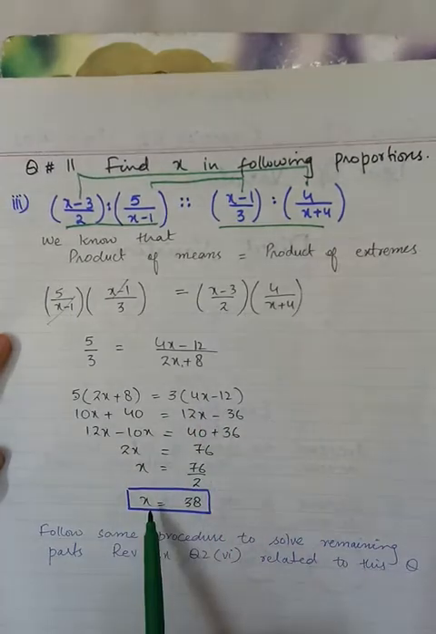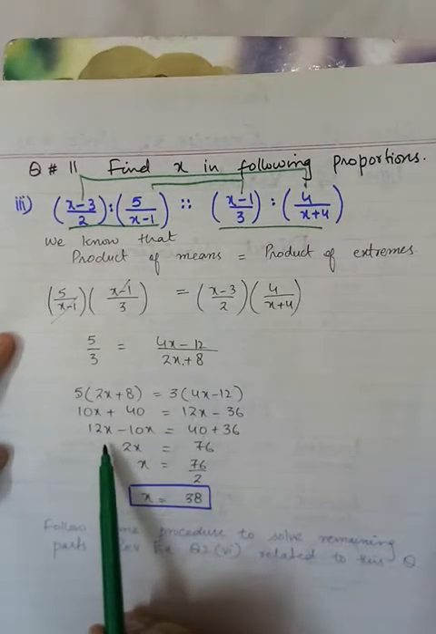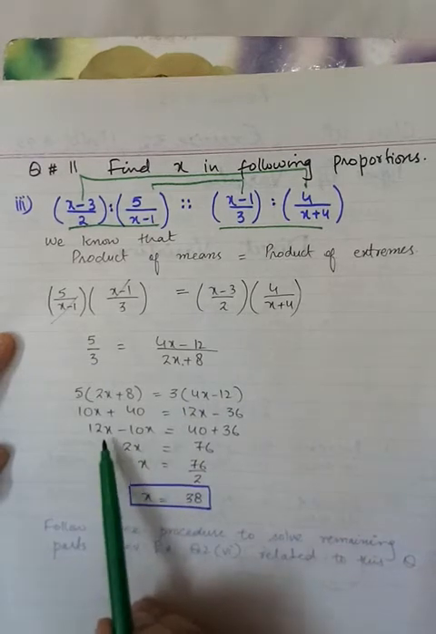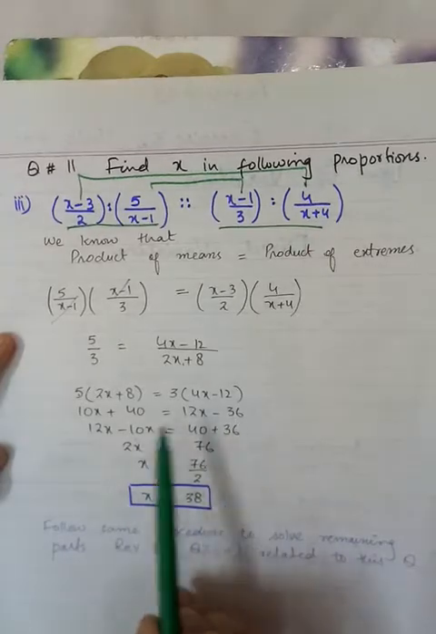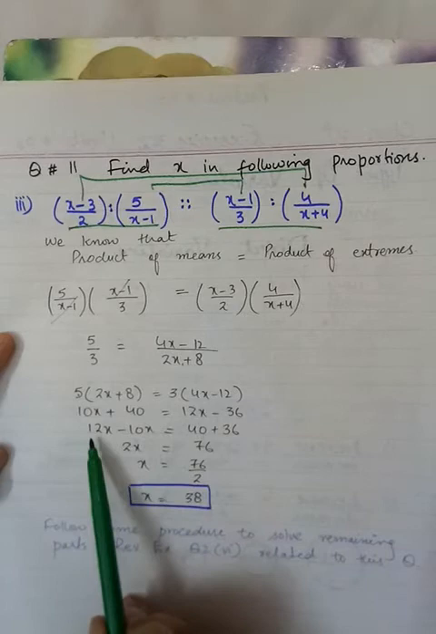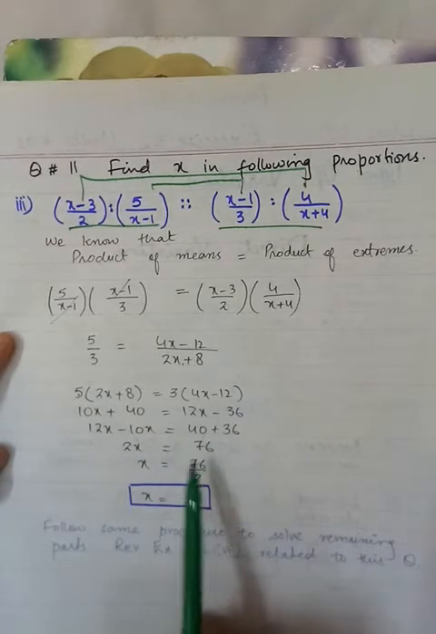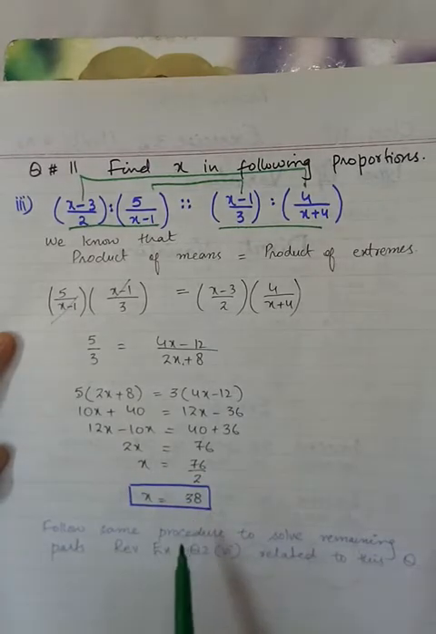For the solution, we have to find the value of x. So the x values should be on one side and the remaining numbers will be transferred to the other side. So 12x minus 10x will be equal to 40 plus 36. Minus 36 will go to the 40 and it will change its sign. 12x minus 10x will be 2x, 40 plus 36 is 76, and 76 will be divided by 2. We have got x equal to 38.